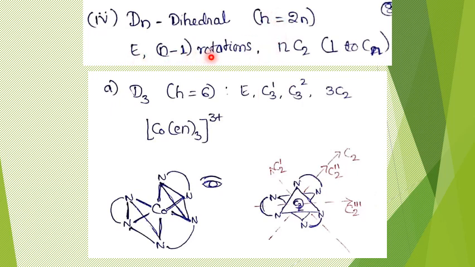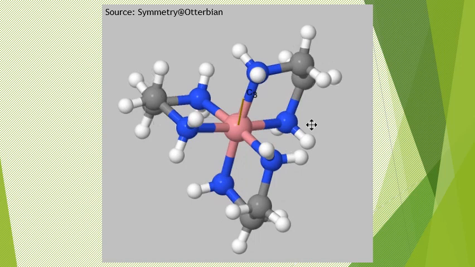So therefore it's the identity, n-1 rotations on a proper axis, and perpendicular C2s, which lead the molecule to the D3 point group. We shall see this in animations, how these operations will bring the molecule back to its original orientation, and that point will be clear. Okay, this is the molecule.